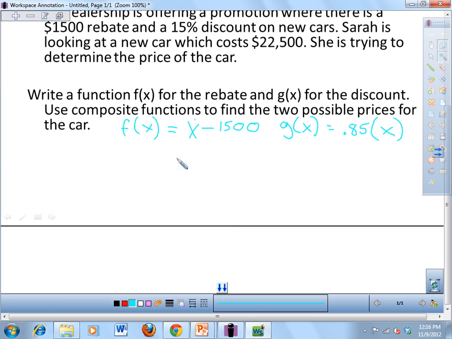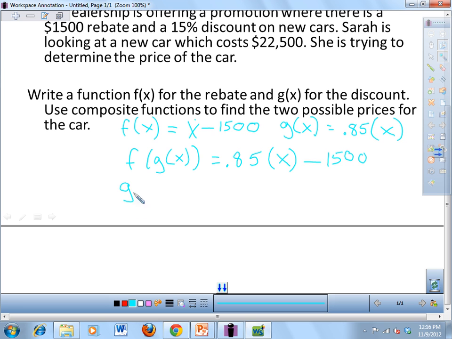So what they want us to do in this case is write two different scenarios. One is f of g of x, right? Which means that you first get your discount and then you take the $1,500 off, right? So you go, whatever the original price of the car was, you plug that in there, and then you take that answer and you plug it into there for x, right? Which would be then you'd get $1,500 off of that amount.